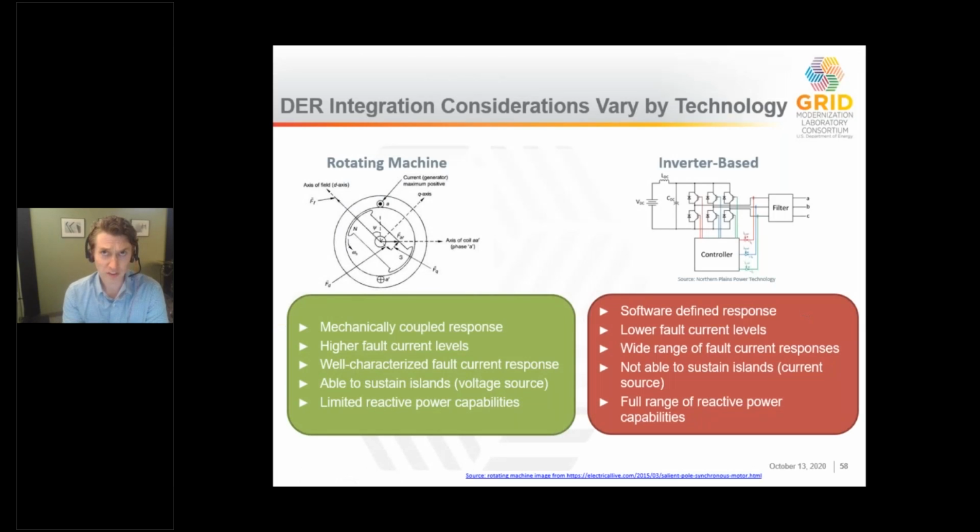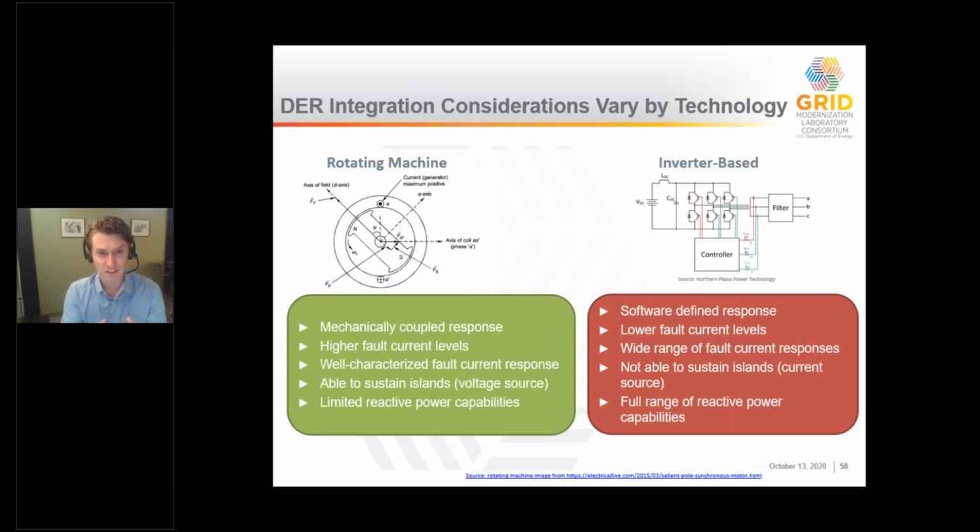I've boiled this down into two main types. We have rotating machines on one hand, and these are sometimes called synchronous generators, induction generators, and they physically have a rotating mechanism within them that is using electromechanics essentially to produce power. So it has a mechanically coupled response that's related to the speed of that rotation.